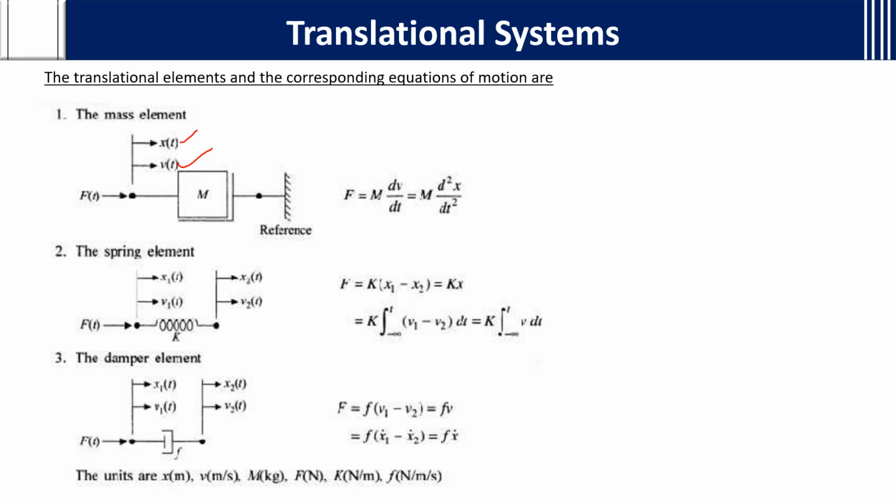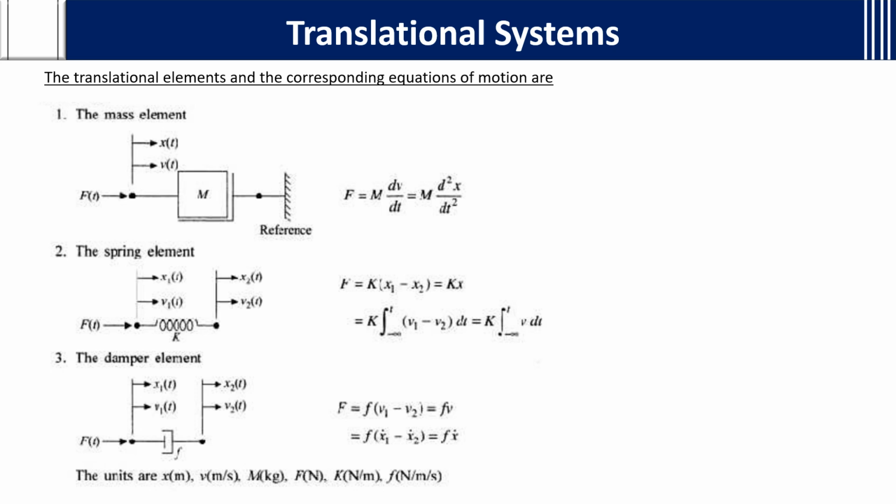For this type of diagram, how can we write the equation? F is equal to m into a. We can write a as dv by dt. Again, v is dx by dt, what I explained in the previous slide. So F is equal to m into d square x by dt square. It is for mass. Then there is a component called the spring element.